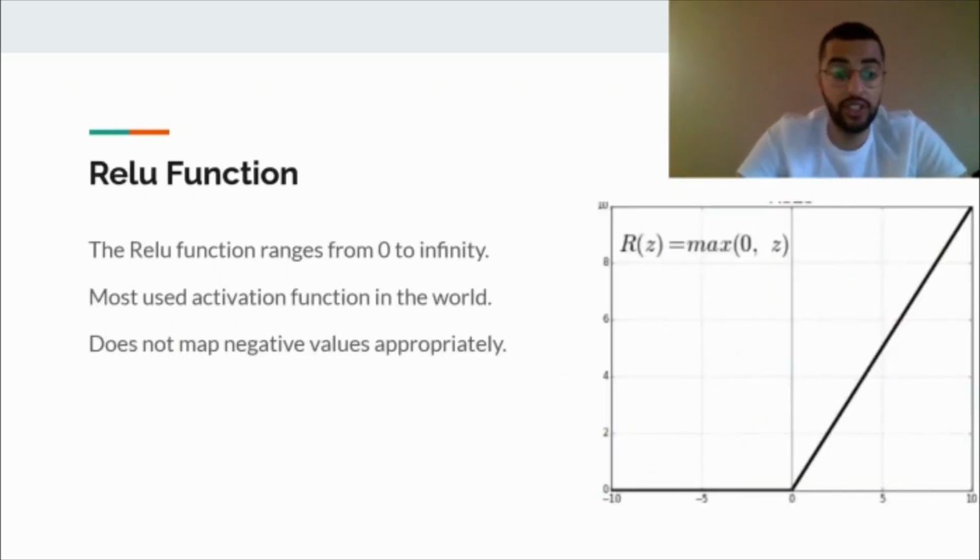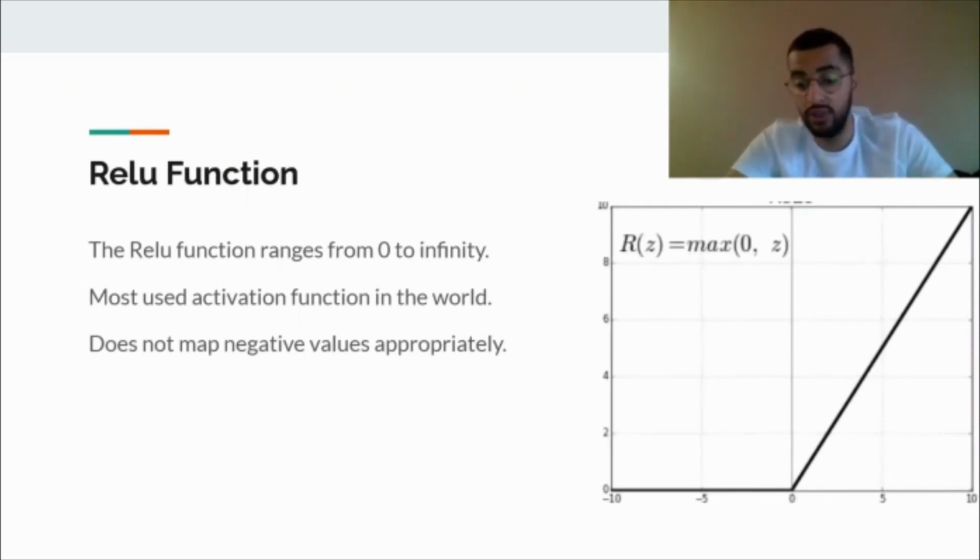As for the ReLU function, it ranges from 0 to infinity. It is the most used activation function in the world, especially in deep learning. It does not map negative values, so any negative value automatically turns into a 0, but any positive value can stretch from 0 upwards. It has faster convergence than the sigmoid and the tanh function, and this is because the ReLU function has a fixed derivative.